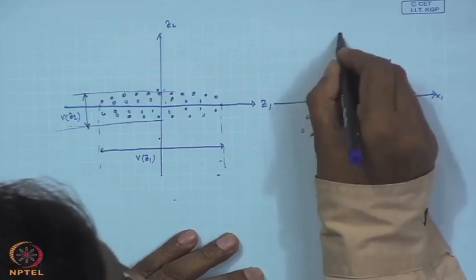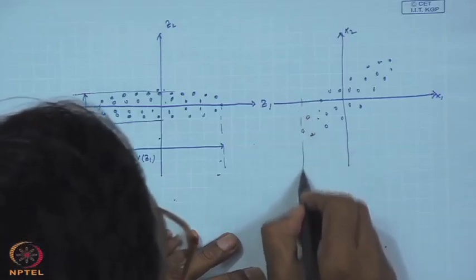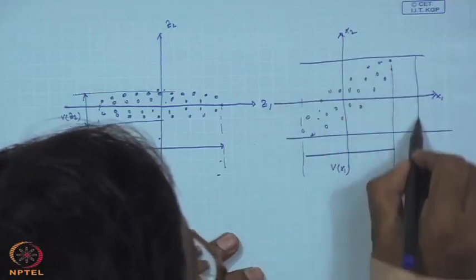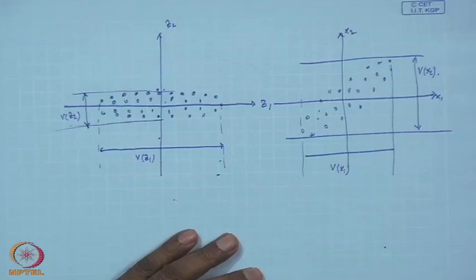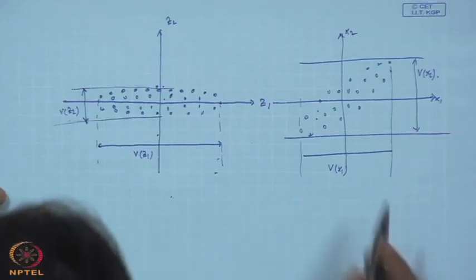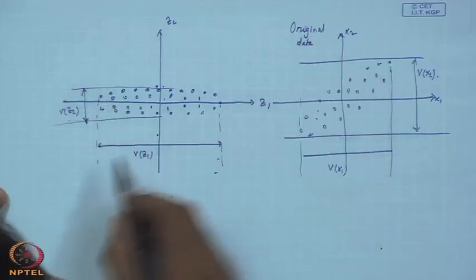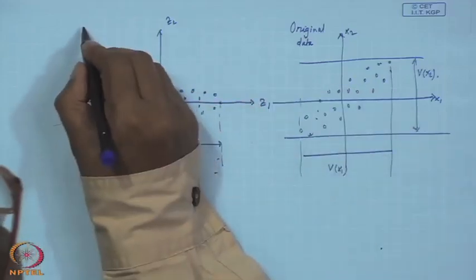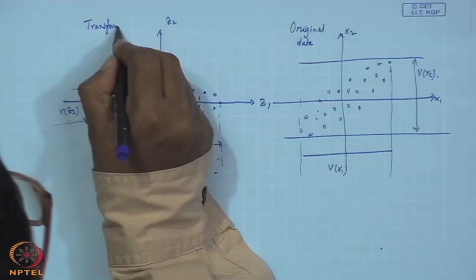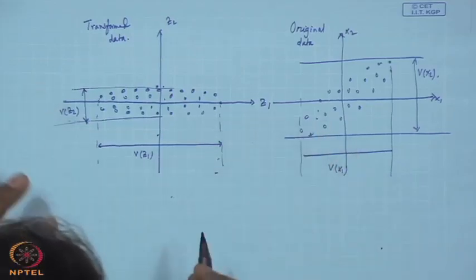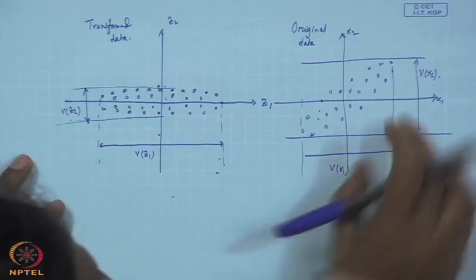This one is x1 and this is x2, and we have seen the variability of x1 and the variability of x2. So this is our original data dimensions, and as we have rotated by theta degrees anti-clockwise, we are calling it the transformed data. Getting me? Transformed data.